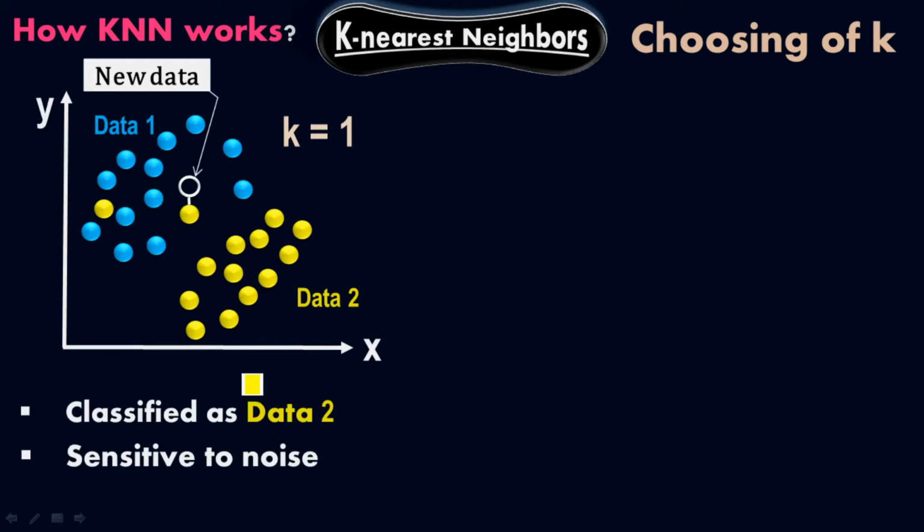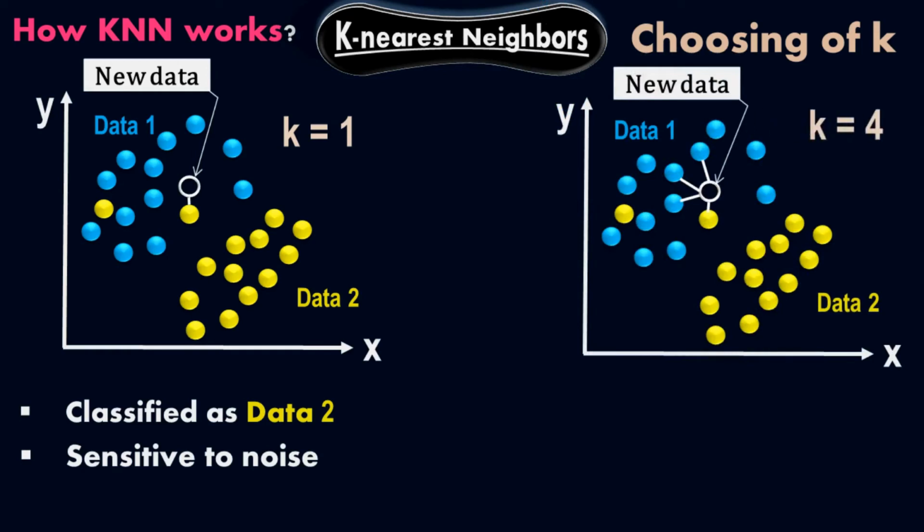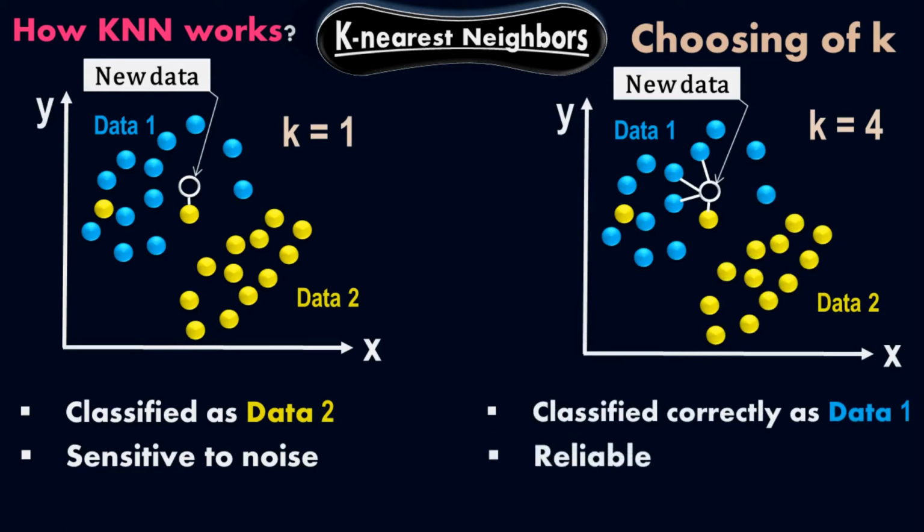But it's not a good way. The model is not in a stable condition. It is sensitive to noise. But what if I take the same model, but this time I pick 4 nearest neighbor points, K equals to 4. We can say that the data has been classified correctly as data 1. This KNN model is reliable. It is in a stable position compared to the left side.